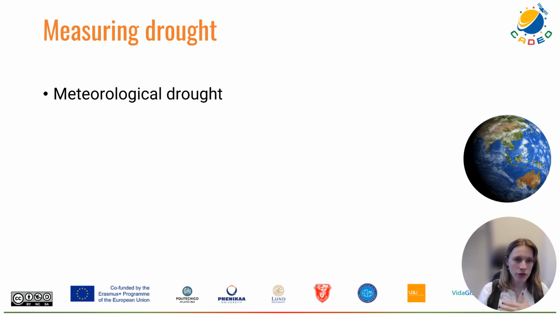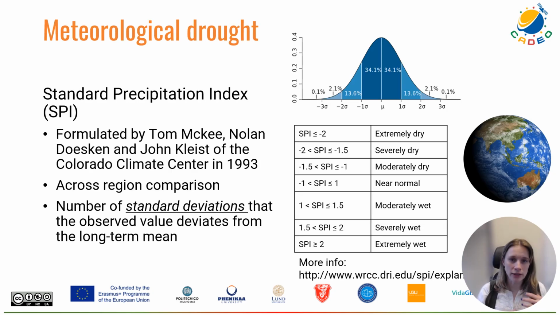So when it comes to measuring drought, there are many different ways, and here the definitions that we use of drought can be very useful. So for meteorological drought, there are many different drought indices that you can look into, usually based on precipitation, sometimes based on temperature as well.